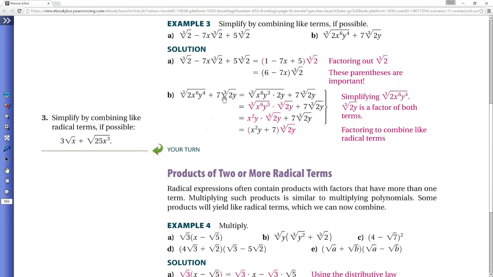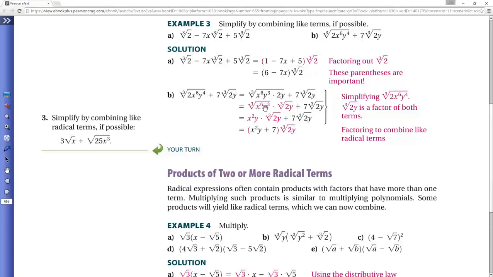A little more complicated here. Notice that what they do here is they're looking for common terms. So I have the cube root of 2y here, but I have the cube root of just not 2y. But I can factor that. I can factor out a cube root of 2y out of this expression here.